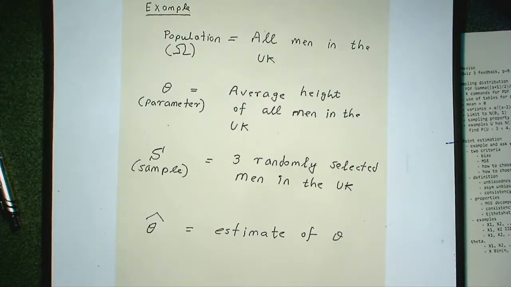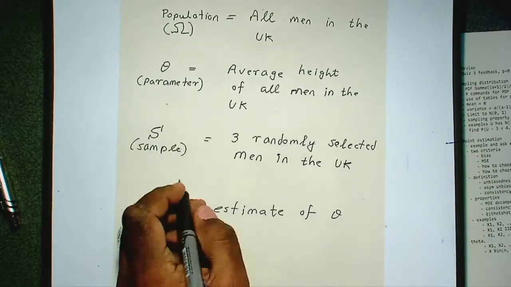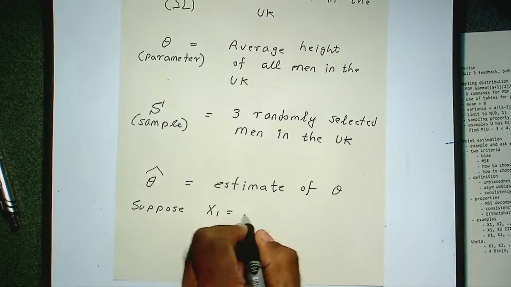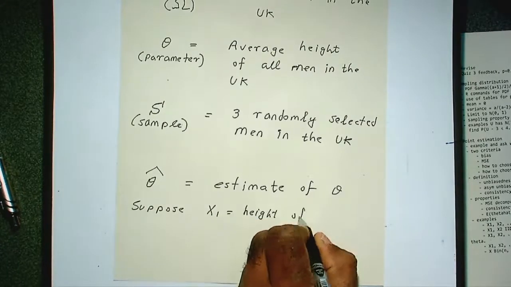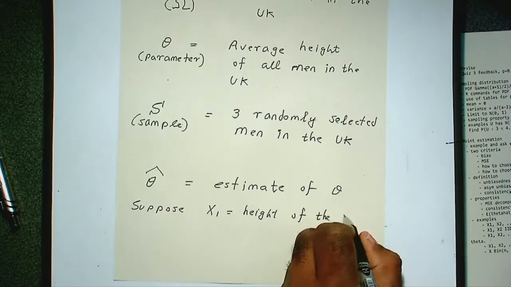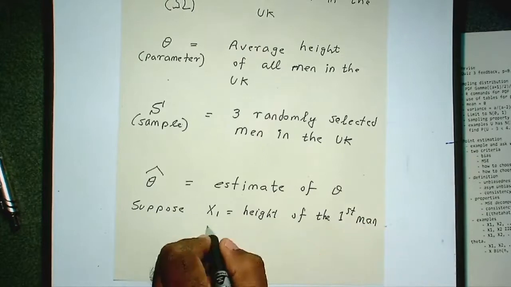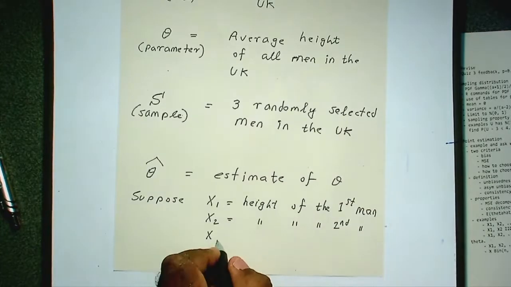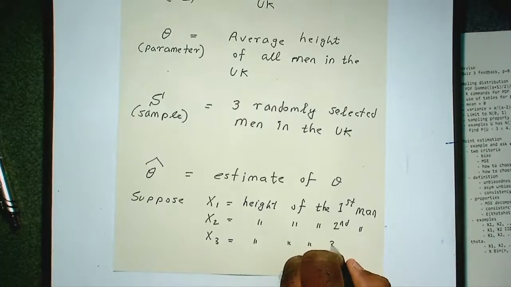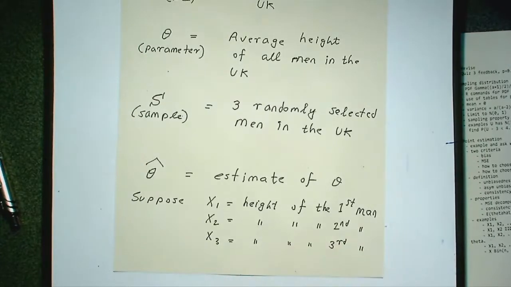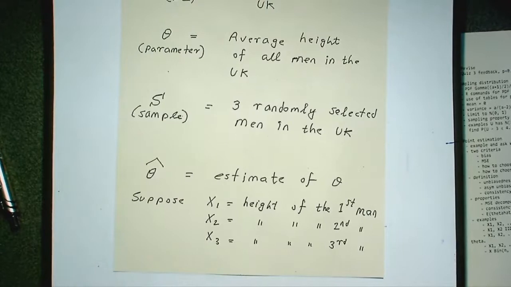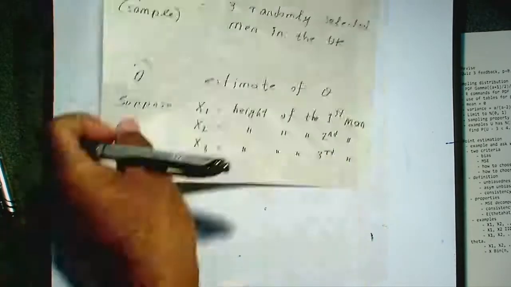So you select 3 people, right? And you measure their heights, right? So let's suppose x1 is the height of the first, and x2 is the height of the second, and x3 is the height of the third. Okay, so you select 3 people and measure their heights, right? And we want to find what theta hat is, which is an estimate of theta. Now the question is, how can you do it?